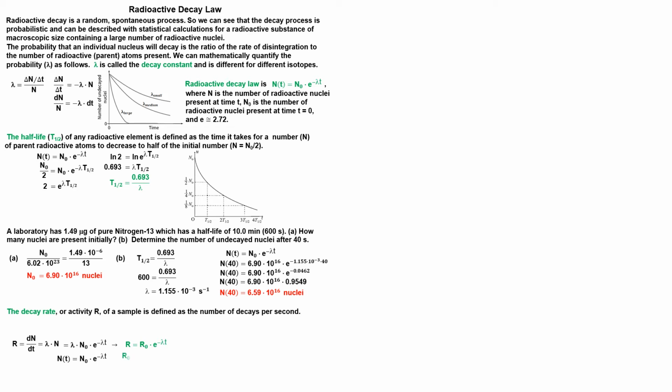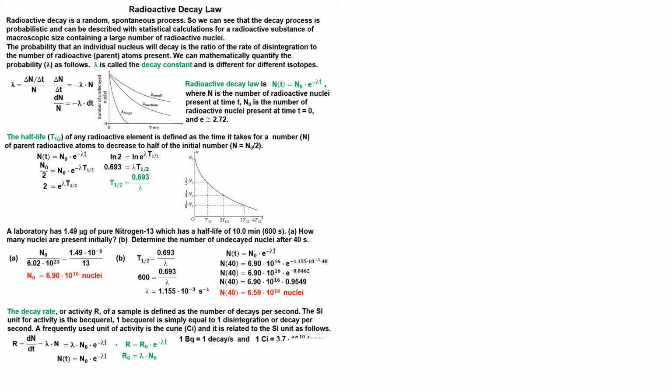The SI unit for activity is the becquerel. 1 becquerel is simply equal to 1 disintegration or decay per second. A frequently used unit of activity is the Curie, and it is related to the SI unit as follows. Let's solve another example.